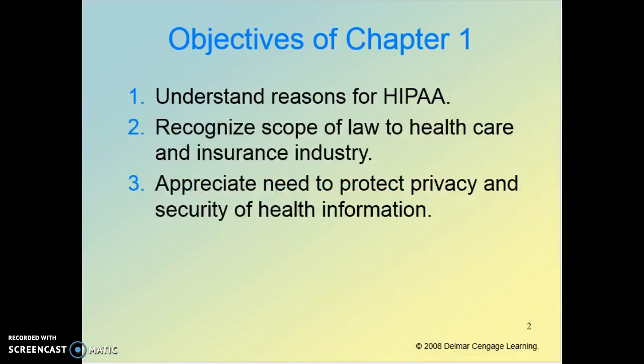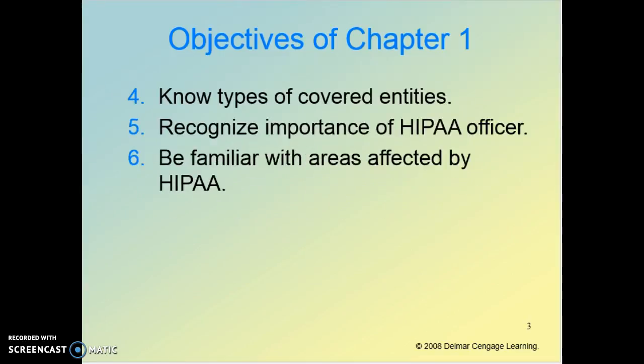These are just some of the objectives of Chapter 1. The whole point of this entire course is to understand what HIPAA is all about. So this first piece is going to be, why? Why did HIPAA happen? Where did it come from? Why do we have it? Things like that. We're going to look at the law surrounding healthcare and the insurance industry. We're going to look at why we need to protect privacy and the security of our health information. We're going to know who's covered by HIPAA, and we're going to look at the importance of the HIPAA officer and the different areas affected by HIPAA.